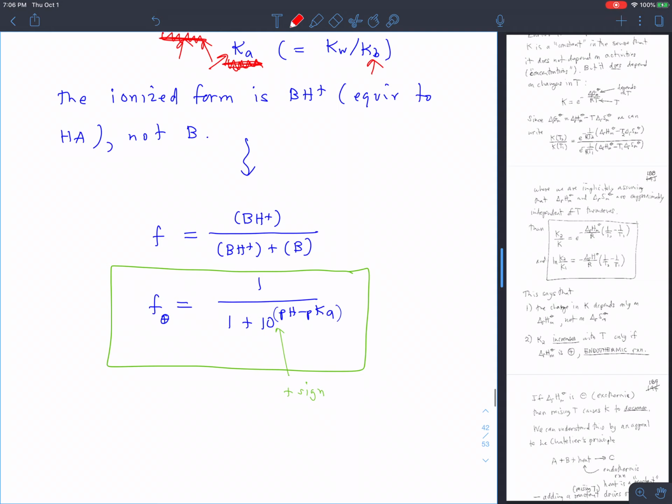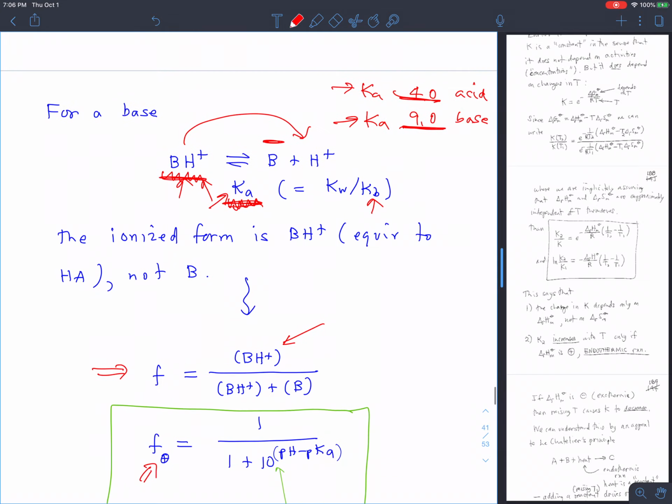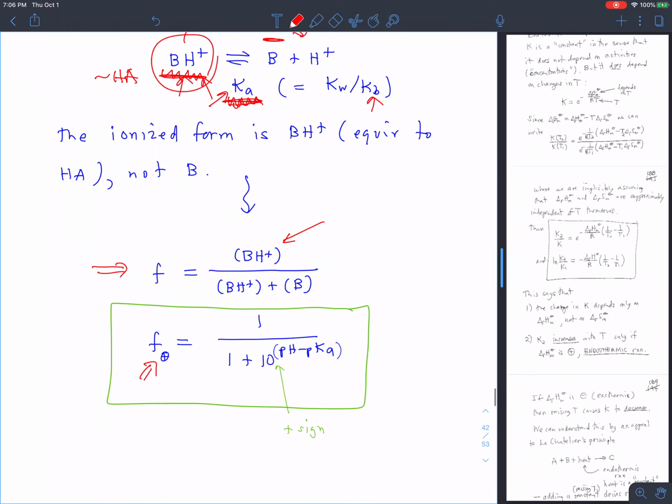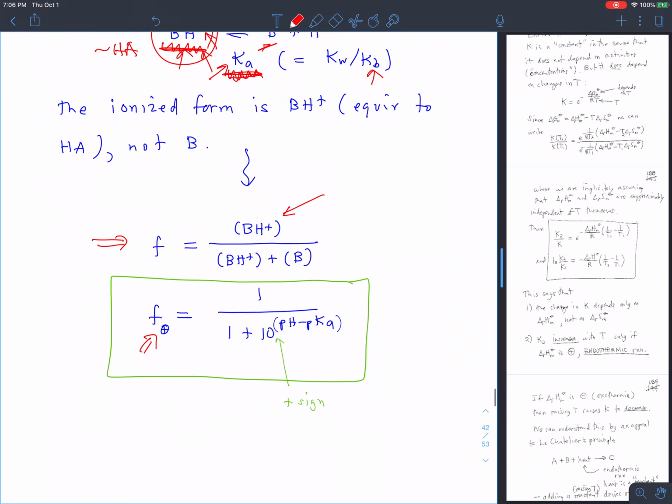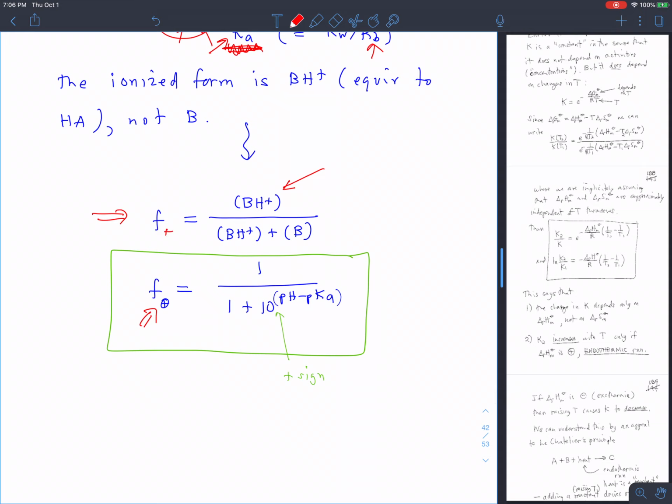So if that's the case, then we can treat the fraction of positive charge, or the fraction of the base that's ionized. But remember, the base that's ionized is the acid itself. It's the equivalent of HA in the old approach, in the acid case, because that's the charged species, right? It's BH plus that is the charged species. It's not B that's the charged species.